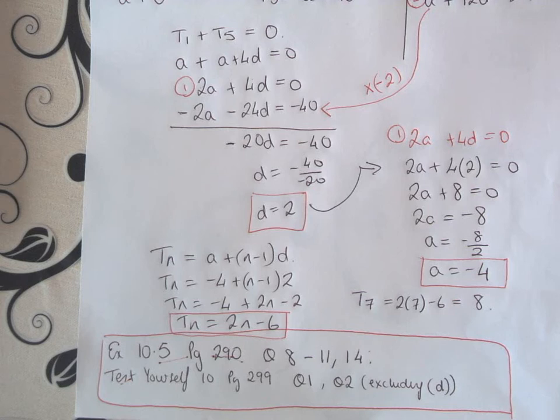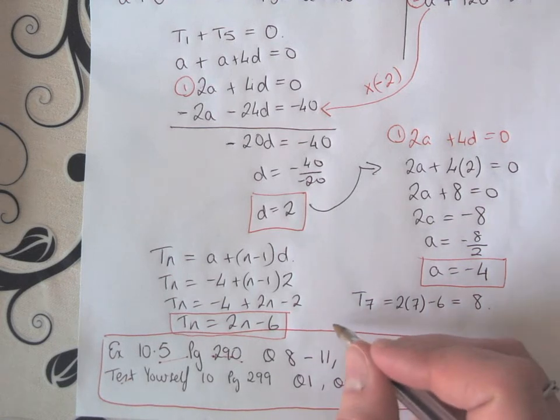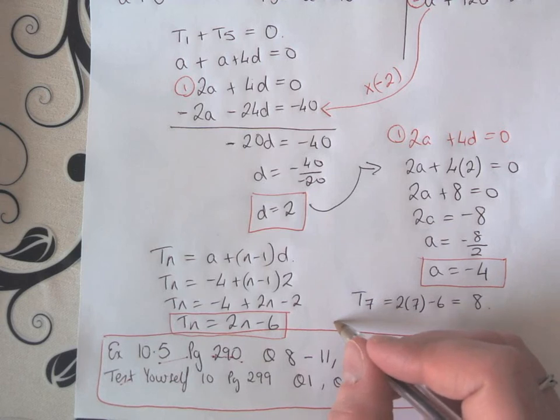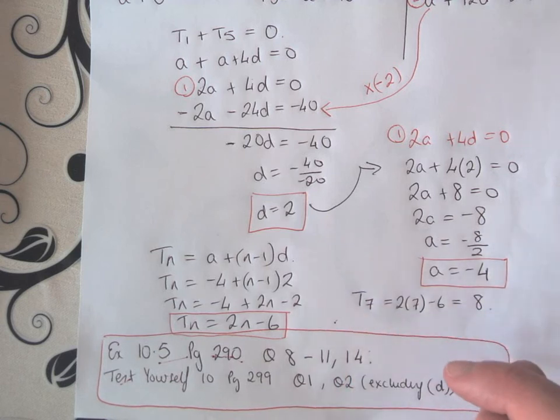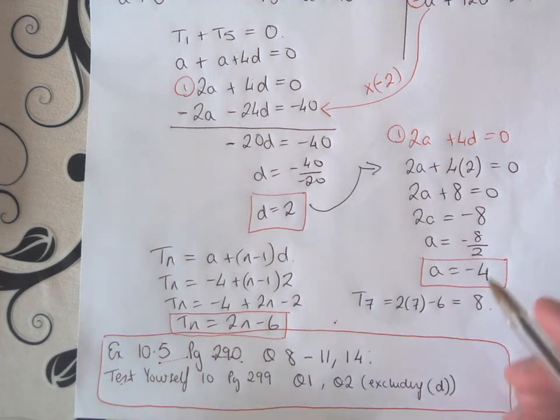Yeah, and just checking the back, these are the correct answers. Show that the 7th term is twice the first term. The first term is minus 4. Okay, so that question is a bit weird, but it seems to be right.